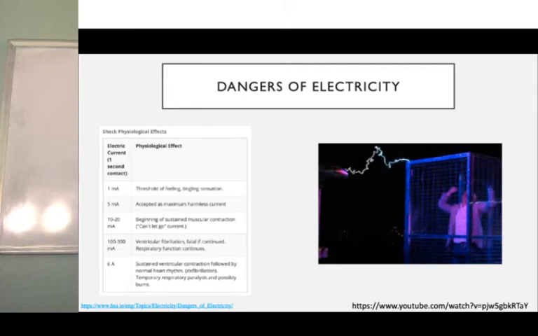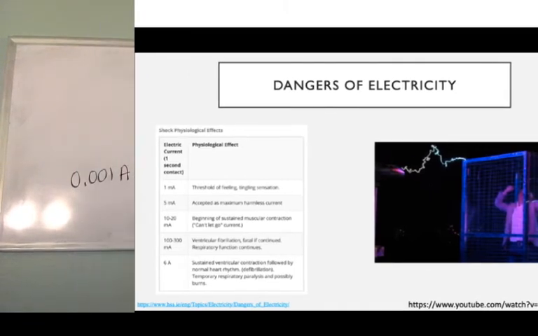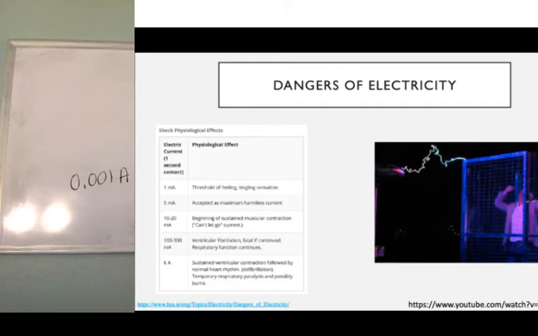Okay, so this was a graph I found from a website that's listed below, but a tingling sensation, so when you start to feel it, would be about 1 milliamp. So a milliamp would be 0.001 amps. That's a milliamp. Okay. That's pretty small. It's also not very dangerous.